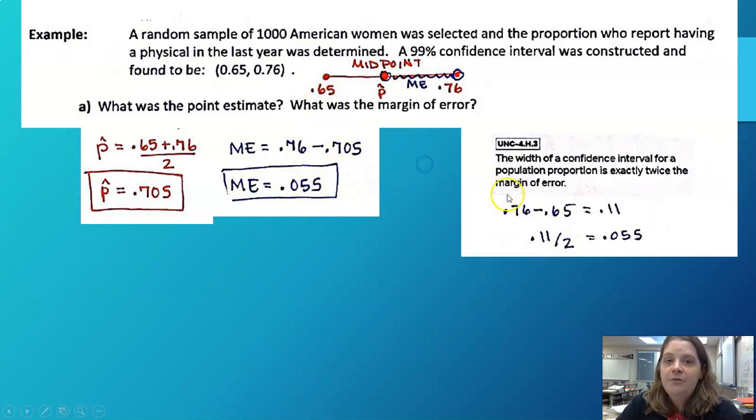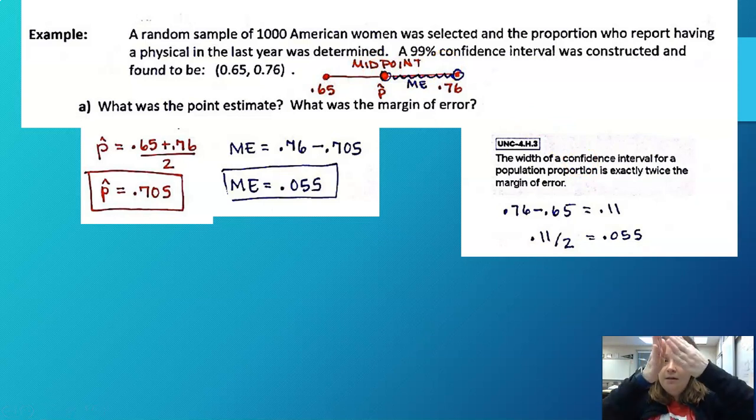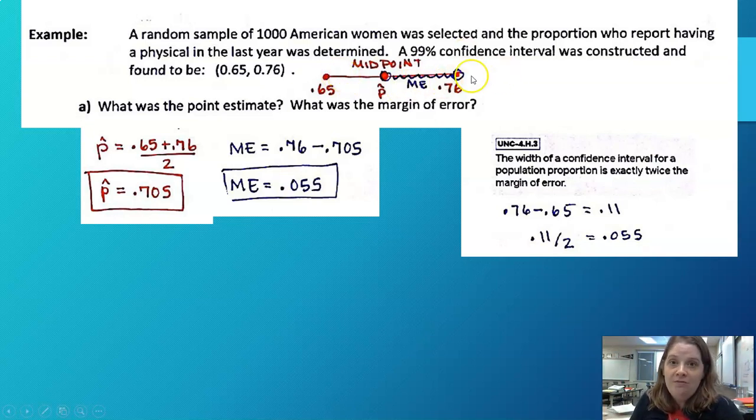Now, there is another thing you can think about too. The confidence interval is basically 2 margin of error distances, because it's up 1 margin of error and down 1 margin of error. So if you know what the width of the confidence interval is, that's 2 margins of error. 0.76 minus 0.65, it's 11% wide. So divide that by 2, that would give you your margin of error of 0.055. So you could take your 0.76 minus 0.055 to work backwards to get that 0.705.